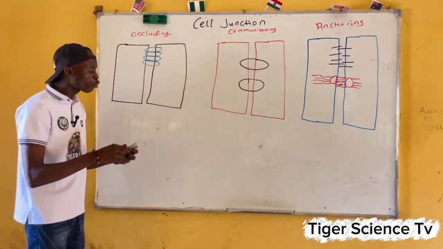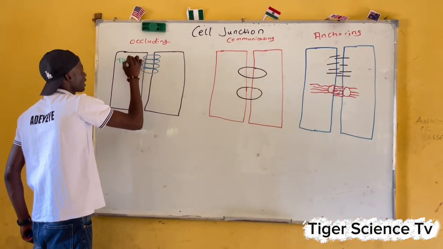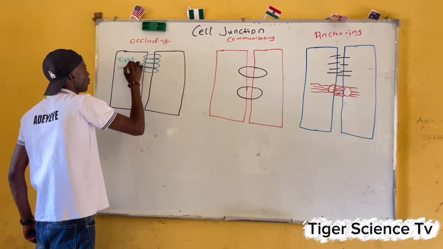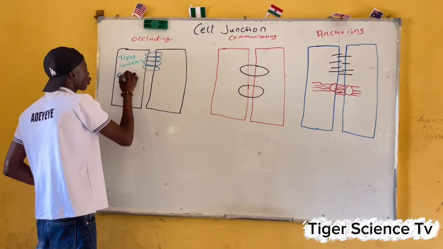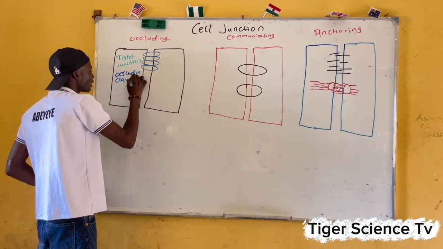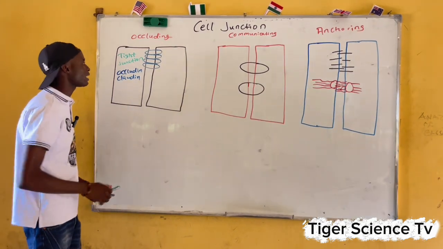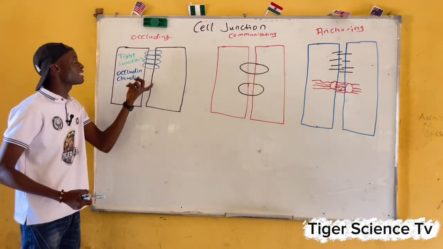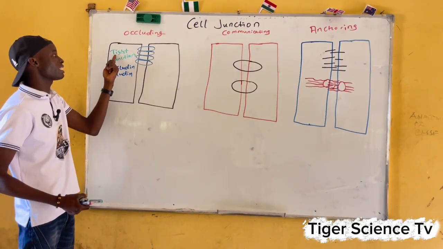Now, an example of occluding junction is what we call tight junction. Here, two proteins are very important. We have occludin protein, then we have claudin protein. These are the ones found in this particular place. So, a typical example of an occluding junction is the tight junction.